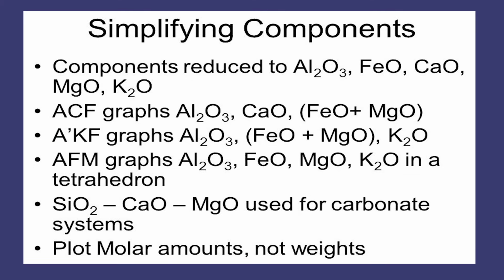Components reduce to Al2O3, FeO, CaO, MgO, K2O. ACF graphs Al2O3, CaO, FeO plus MgO. AKF graph Al2O3, FeO plus MgO and K2O. AFM diagrams Al2O3, FeO, MgO, K2O in tetrahedron. SiO2, CaO, MgO used for carbonate system. Plot molar amounts, not weights.